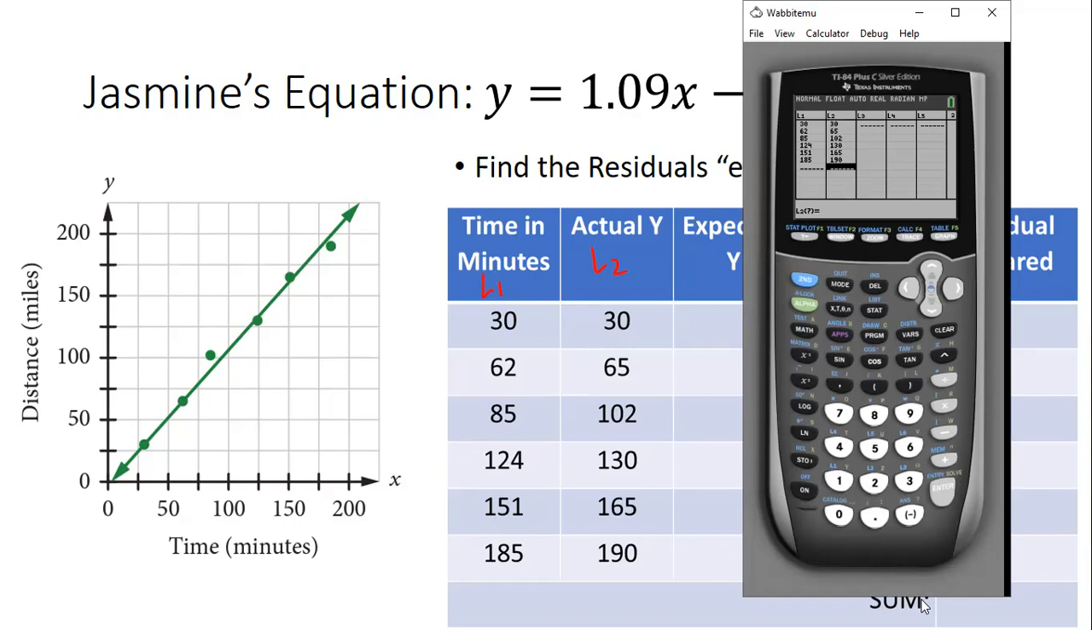Oh, you're pressing stat? No, baby. Just press stat. Stat by itself. Edit. Just press the button. I promise you.